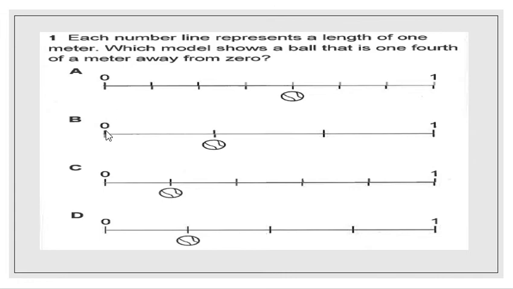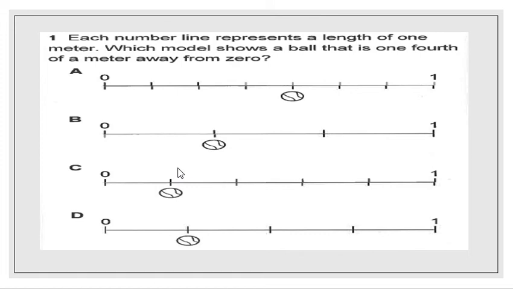Let's try choice B, 0, 1, 2, 3. So we have 3 over 3, count backwards, 3 over 3, 2 over 3, 1 over 3. So we have 1/3. We're looking for 1/4. So choice B will not work as well. Let's try choice C. 0, 1, 2, 3, 4, 5. So 5 over 5 right here. 5 over 5, 4 over 5, 3 over 5, 2 over 5, 1 over 5. So choice C will not work as well. We see 1 over 5 right here.